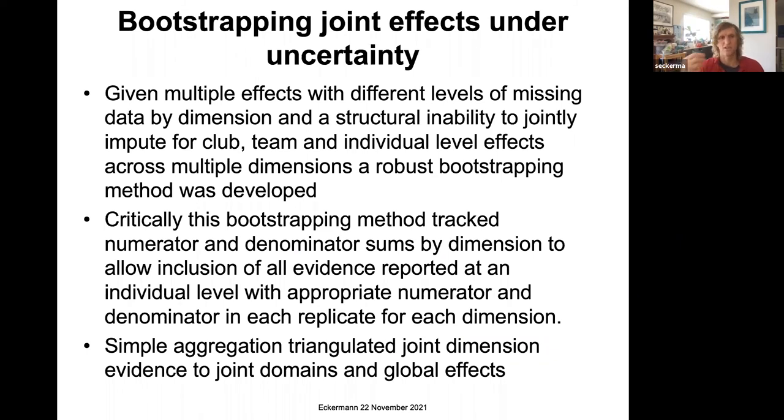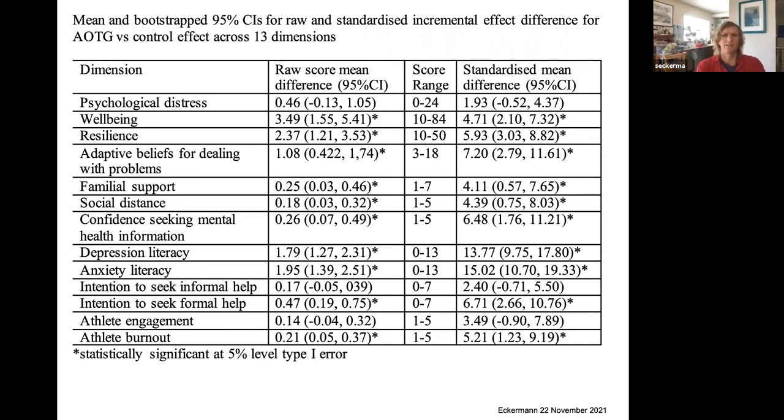Now, to do things under uncertainty, we developed a nice bootstrapping method which can allow for all sorts of missing data, etc. And doing that and standardizing the scores, we showed that 10 out of the 13 dimensions, at a 5% type 1 error, were statistically significant and three weren't.